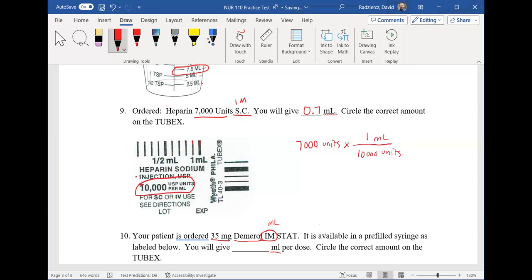Now, heparin, you wouldn't want to inject intramuscular because I imagine that would create bruising in the muscle, and that's not where it does its action. That's why it's subcutaneous or IV, intravenous.